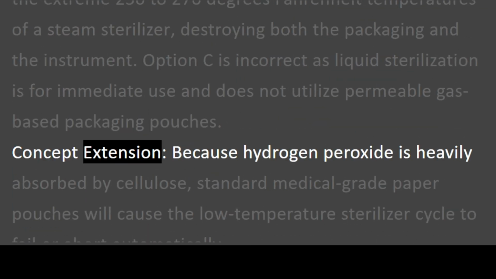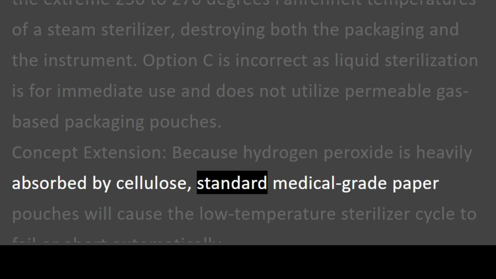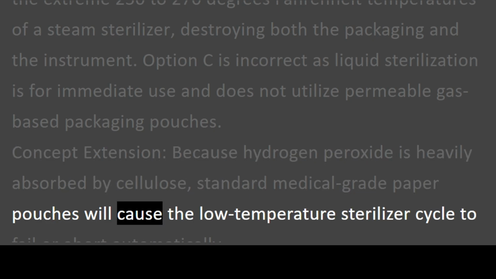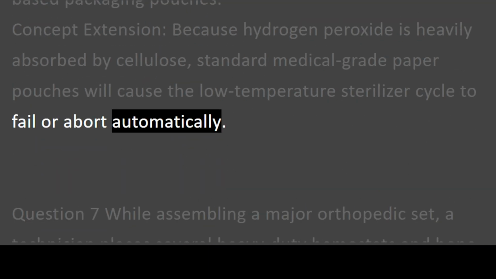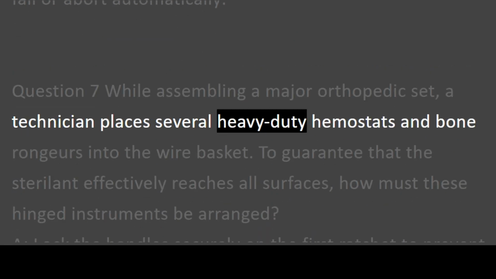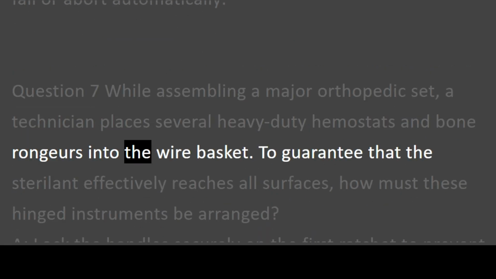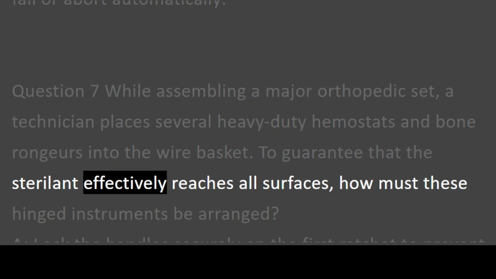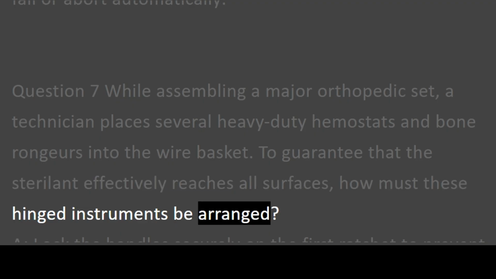Concept extension. Because hydrogen peroxide is heavily absorbed by cellulose, standard medical-grade paper pouches will cause the low-temperature sterilizer cycle to fail or abort automatically. Question 7. While assembling a major orthopedic set, a technician places several heavy-duty hemostats and bone rongeurs into the wire basket. To guarantee that the sterilant effectively reaches all surfaces, how must these hinged instruments be arranged?